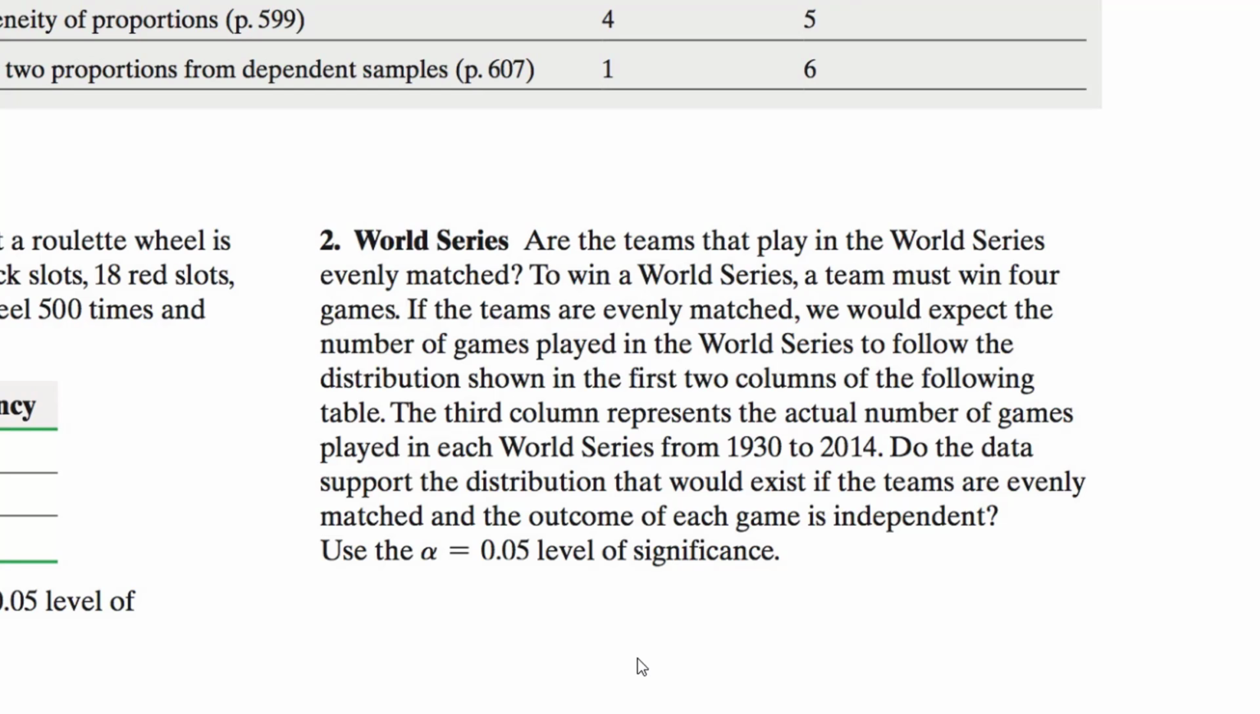To win a World Series, a team must win 4 games. If the teams are evenly matched, we would expect the number of games played in the World Series to follow the distribution shown in the first 2 columns of the following table. The third column represents the actual number of games played in each World Series from 1930 to 2014. Do the data support the distribution that would exist if the teams are evenly matched and the outcome of each game is independent? Use alpha as 0.05 as your level of significance.